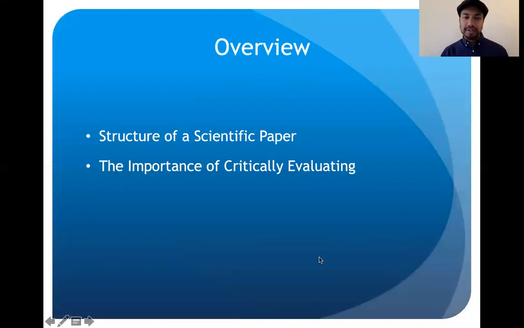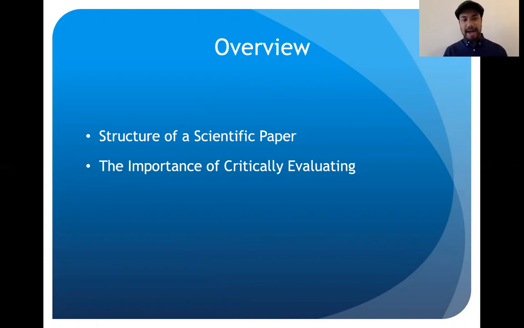One is the structure of a scientific paper. The reason for this is that it's important that you know what the structure is, what the purpose is of the different parts of the structure, so that you can assess for yourself whether these are actually living up to their purpose, and so that you can critique that argumentation that happens in each of these components.